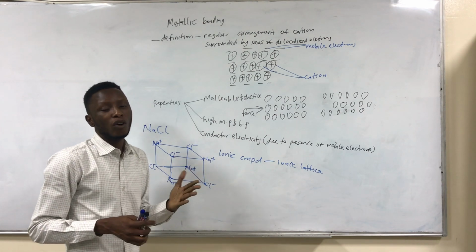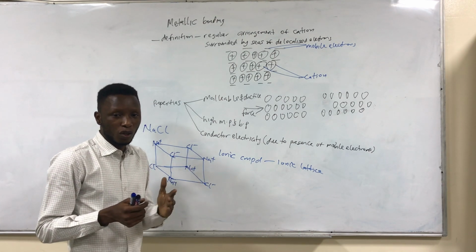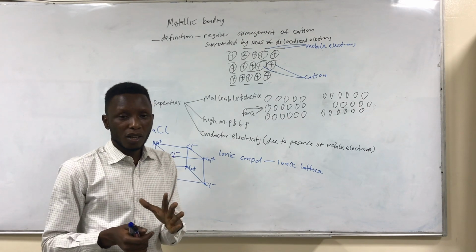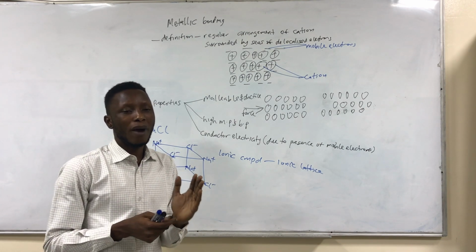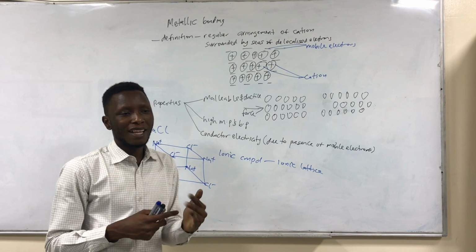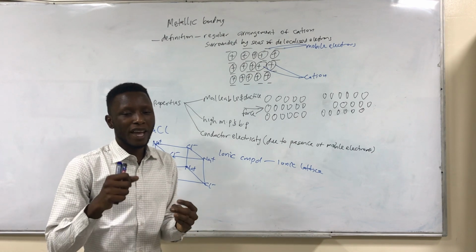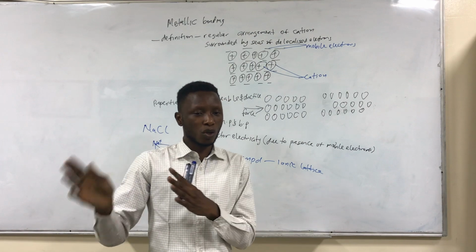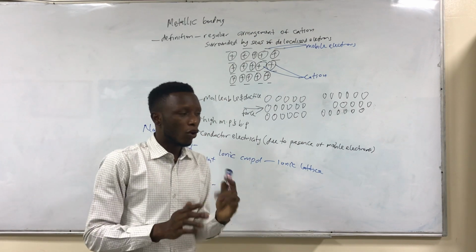Now, for covalent compounds, they have a simple molecular structure, which is just a normal arrangement. But we also have what we call macromolecules. In the next class, I'm going to explain what we mean by macromolecule. That is the structure for covalent compounds.